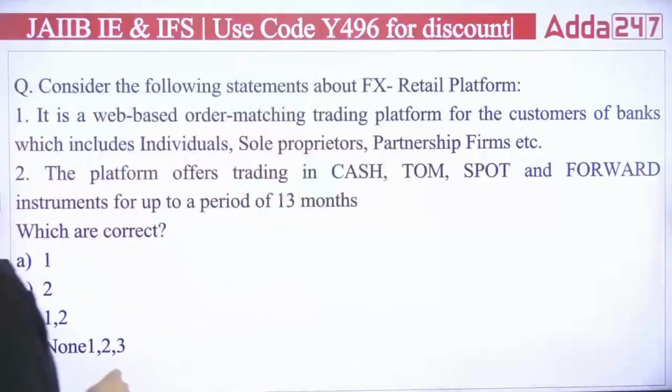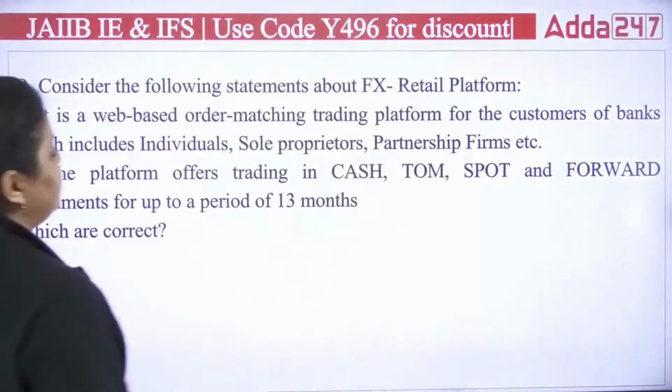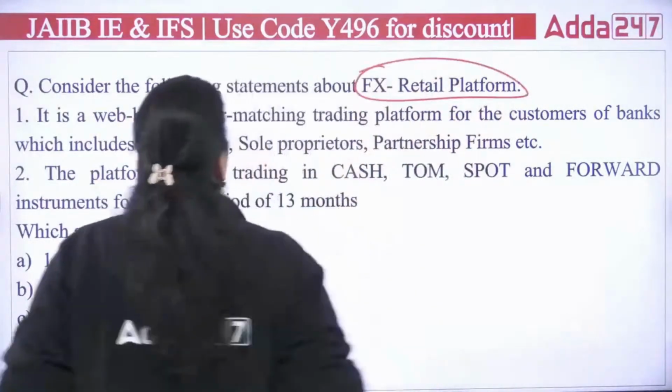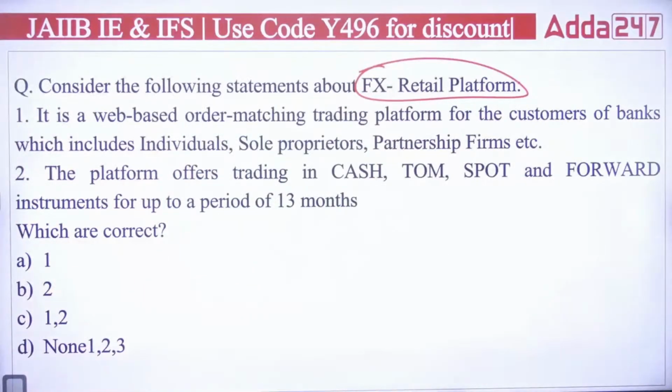Okay. Now, consider the following statements about the FX retail platform, or we can say foreign exchange retail platform. First is saying it is a web-based order matching trading platform for the customers of banks, which include individuals, sole proprietors, partnership firms, etc. Second is saying the platform offers trading in cash, tom, spot and forward instruments for up to a period of 13 months. So what do you think, which of the following is correct in context to the FX platform?